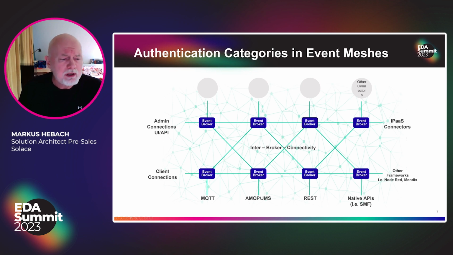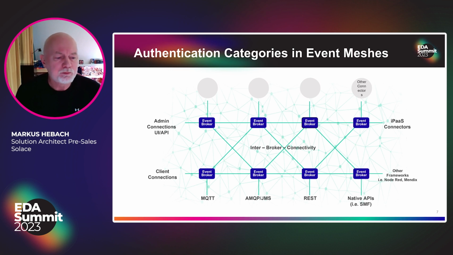That is important. You have different types of applications or technologies which connect to the event mesh via the event broker. There are admin connections via the UI, where you can set certain values for queues and stuff like that, or you have APIs to automate things like that. So they have different ways of connecting, authenticating and authorizing.